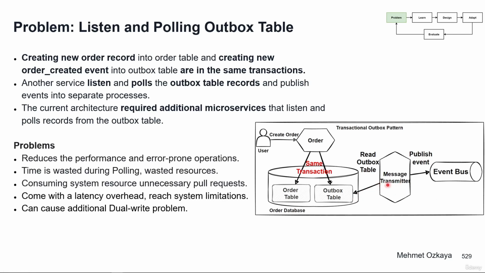First of all, the polling operation reduces performance and is an error-prone operation. We should identify the polling intervals and schedule these poll operations, which leads to errors and comes with some performance problems. It is also a time-wasting process, because when there is no record in the outbox table, we are still polling and invoking services unnecessarily, and these are wasted resources because most of the polls don't return any update from the outbox table.